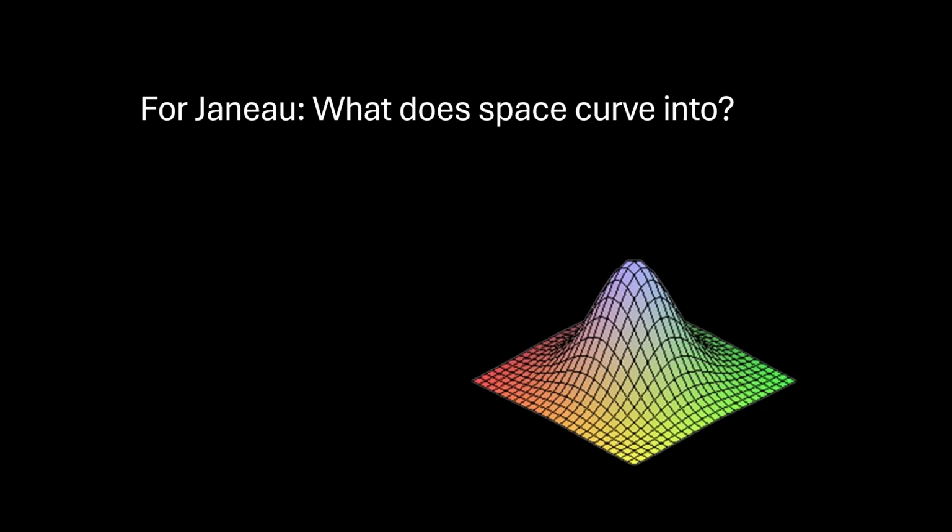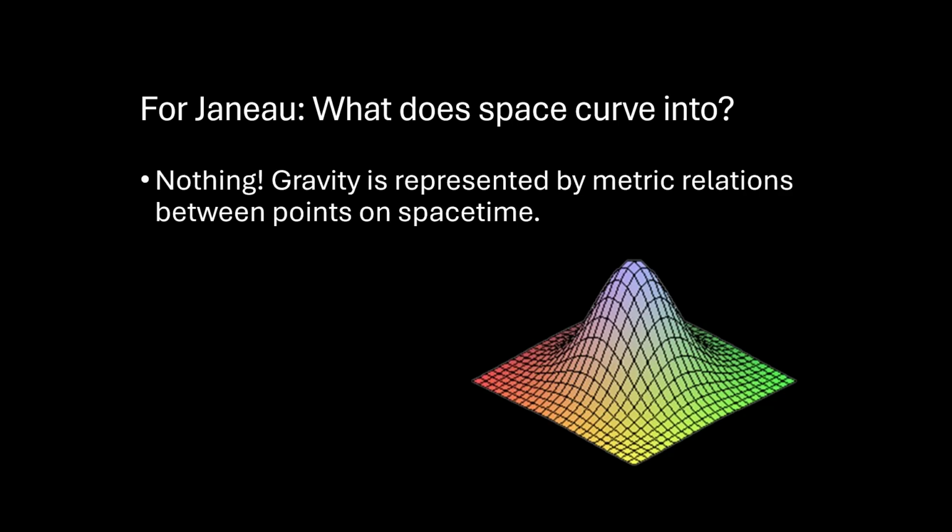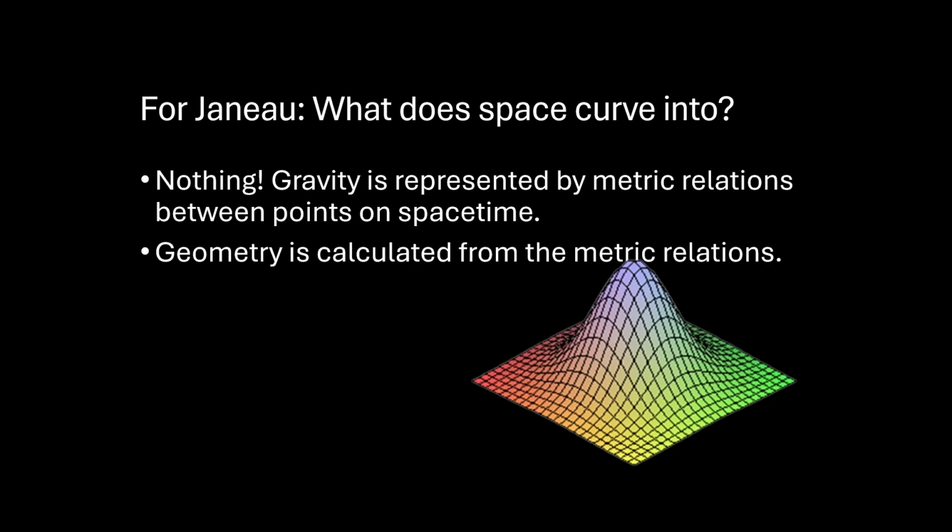For Janot, what does space curve into? Janu threw this at me at the end of my last lecture, so I thought that I would address it for this lecture. The answer is nothing. Gravity is represented by metric relations between points on spacetime. Geometry is calculated from the metric relations. And so, what are the examples?